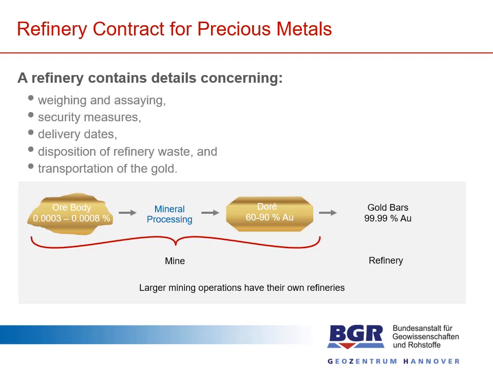Usually you have a very low grade in the ore body, like several ppm, and after mineral processing, you're producing a doré gold of 60 to 90% of gold. This is done in the mine. And afterwards, this doré goes to the refinery where 99.99% pure gold bars are produced. Larger mining operations sometimes have their own refineries, but the usual way for especially small and medium scale mines is to produce a doré, which is afterwards sold to a refinery using a refinery contract.